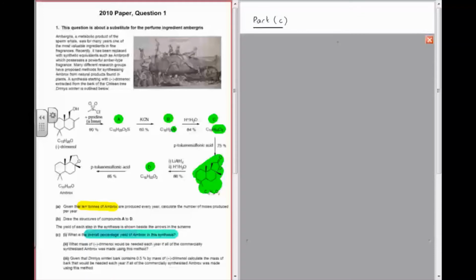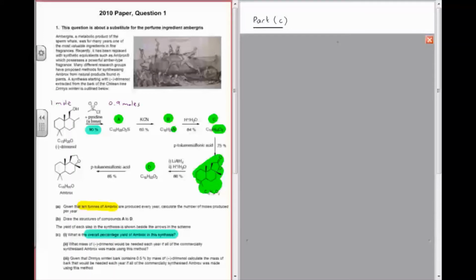If we look at the first step, in which the minus driminol is converted into compound A, the yield for the reaction is given on the arrow as 90%. When working with percentage yields, we need to remember that we are always discussing the numbers of moles of each compound and not their masses. So in this case, if we've got a percentage yield of 90%, what this means is that if we started off with 1 mole of our minus driminol, we would produce 90% of 1 mole of the compound A, and so we would produce 0.9 moles.